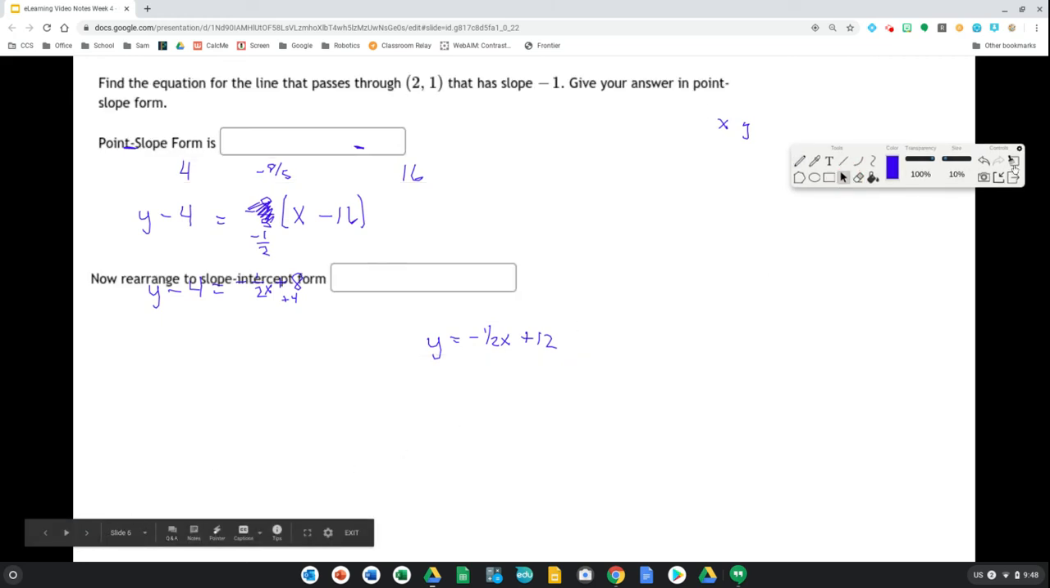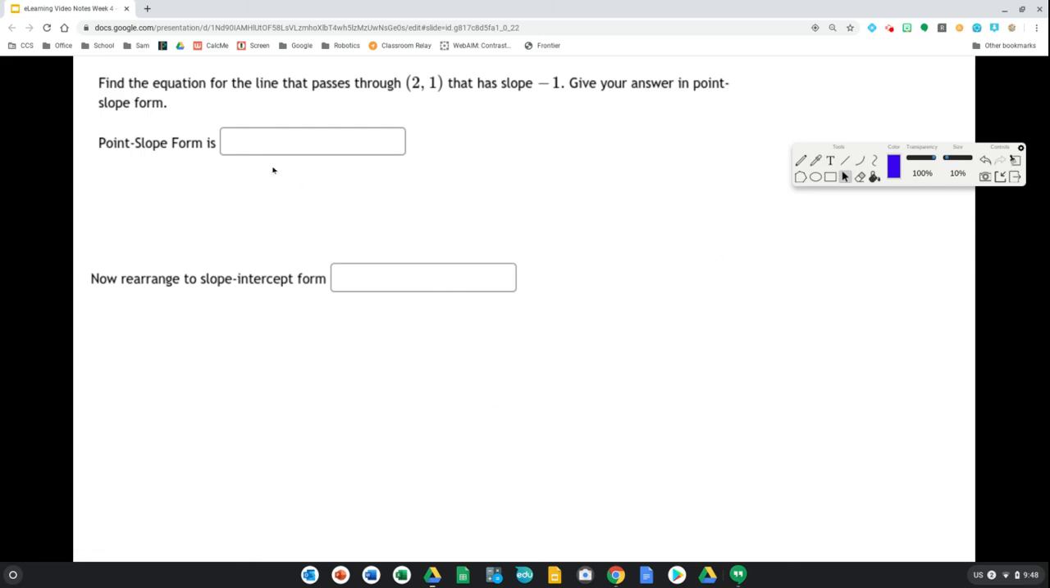Okay, so let's try one more example here. What I want you to do is, first of all, write down the equation that it would be in point-slope form. All right, so what you should have written down is y minus 1 equals negative 1 times x minus 2.